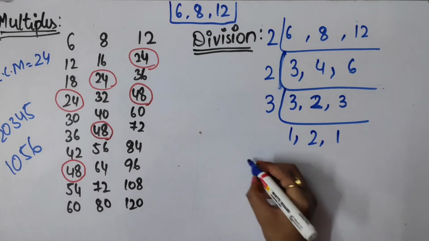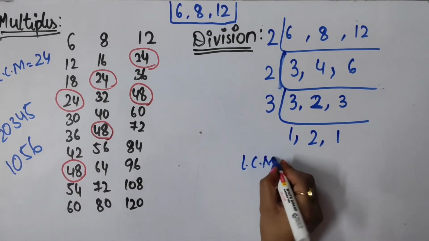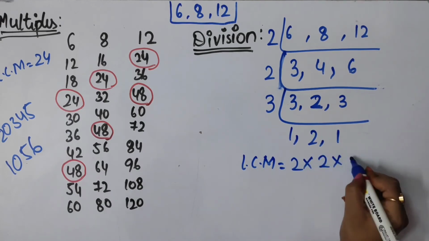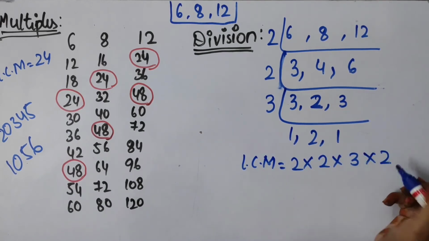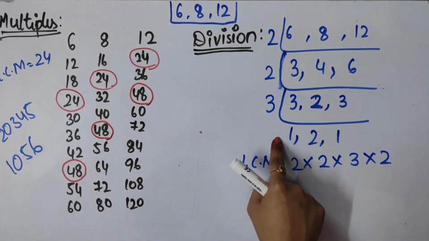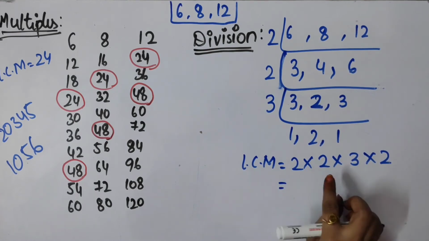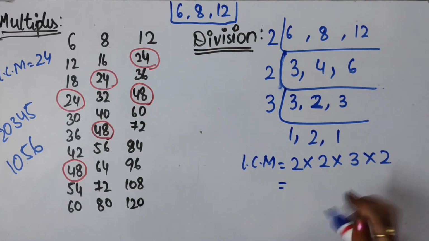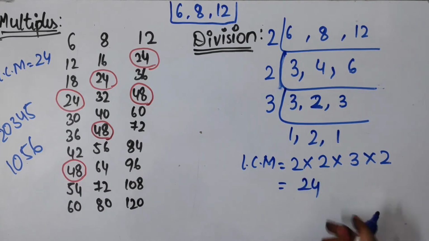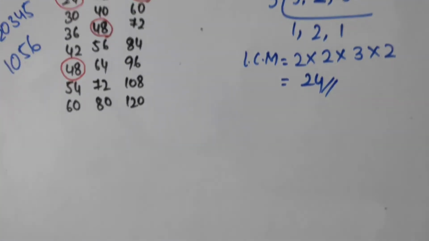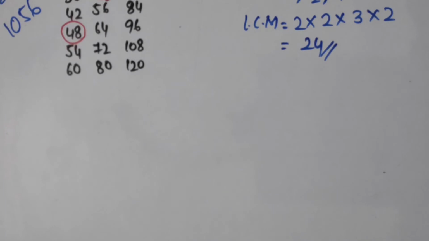Now the LCM of these numbers is 2 into 2 into 3 into 2, because when a number is multiplied by 1, the answer is always going to be itself. So 2 2s are 4, 4 3s are 12, 12 2s are 24. The answer is 24.